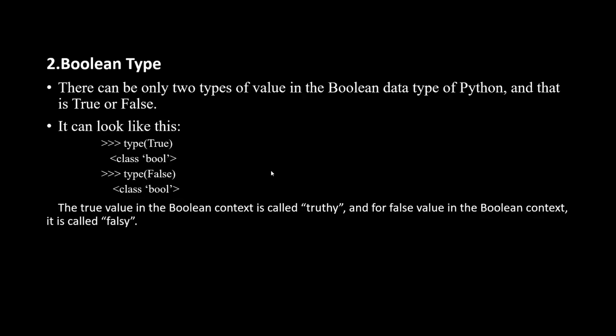Here is the example: type of true, the class is a type of Boolean. The type of false is also Boolean. The true value of Boolean contains the truth, and the false value of Boolean contains false. It means if the statement evaluates to true, the statement is perfectly right. If it evaluates to the false value, then the statement is absolutely false.